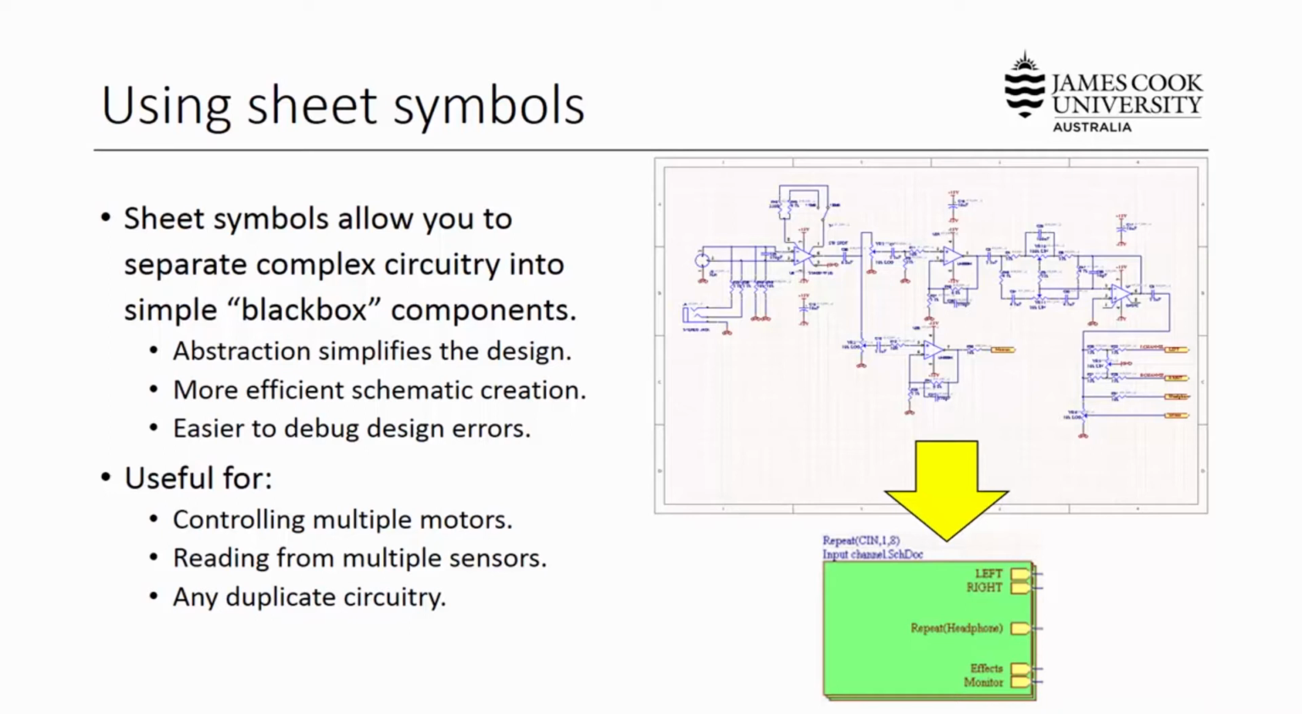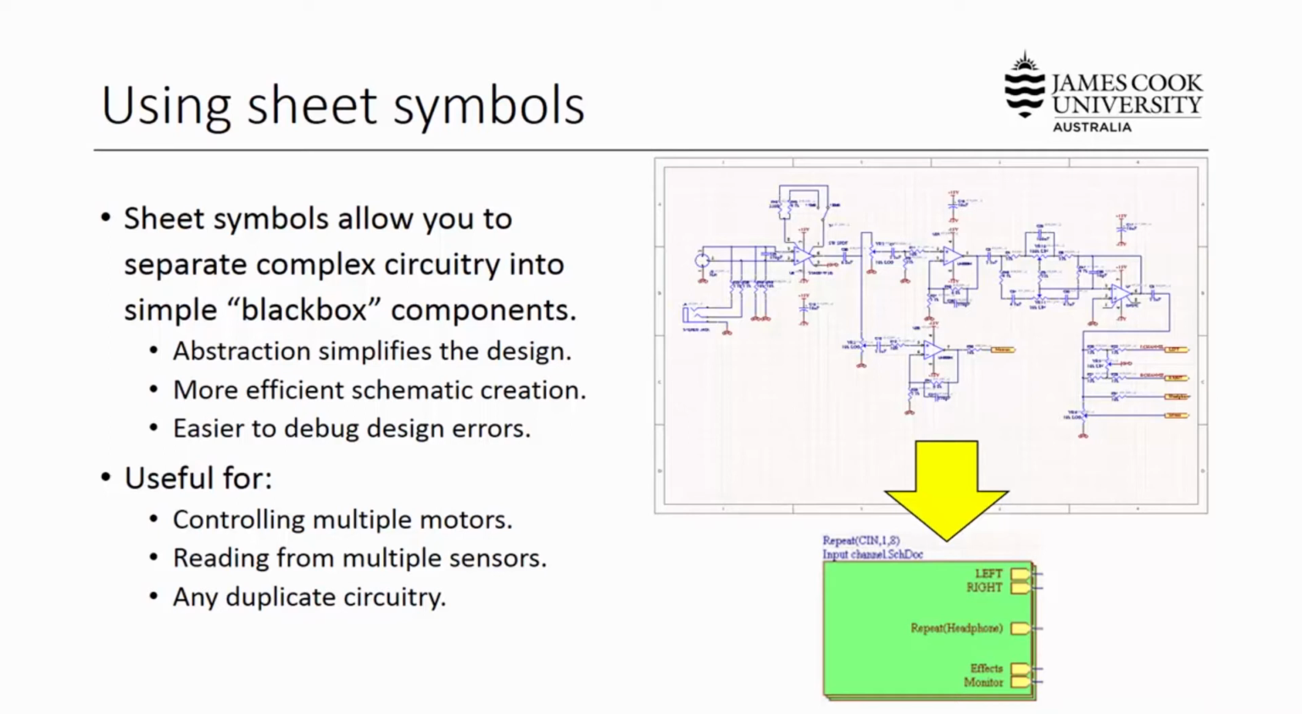This level of abstraction is similar to using functions in programming and creating a modular design. In that way it simplifies your schematic from a top level view, and it makes creating schematics more efficient, particularly if you're using this complex circuitry over and over again. You don't have to recreate it every time. You can just drag and drop your sheet symbol object.